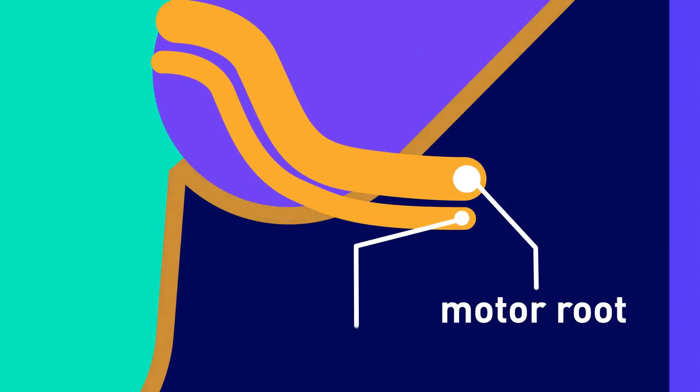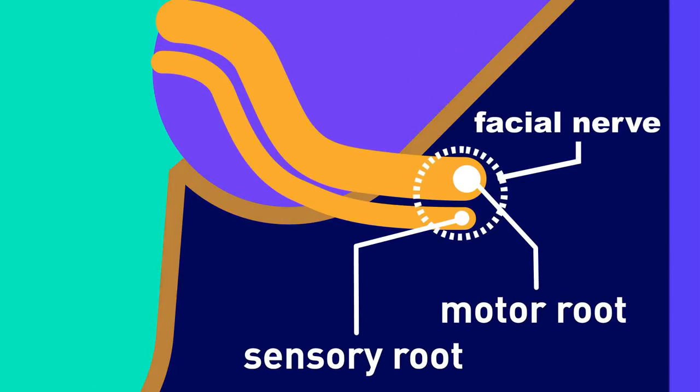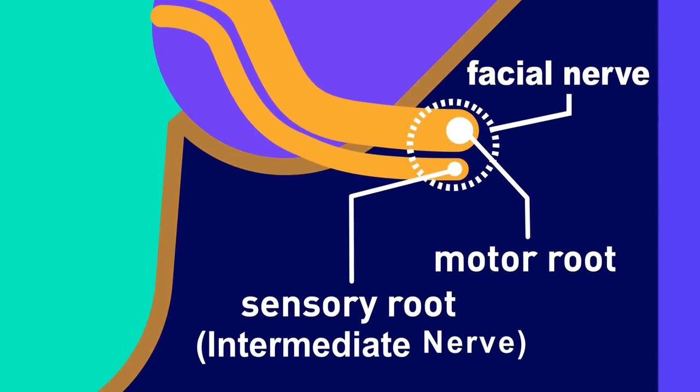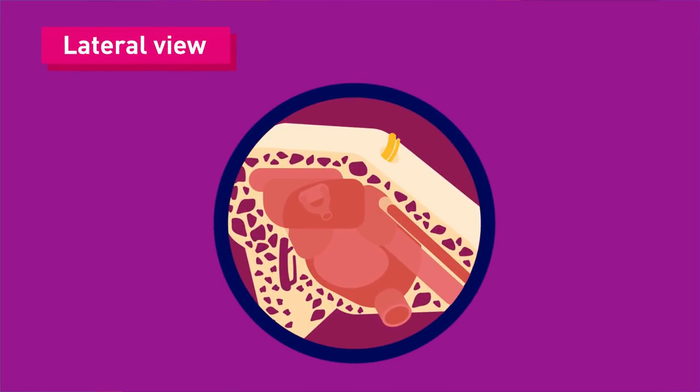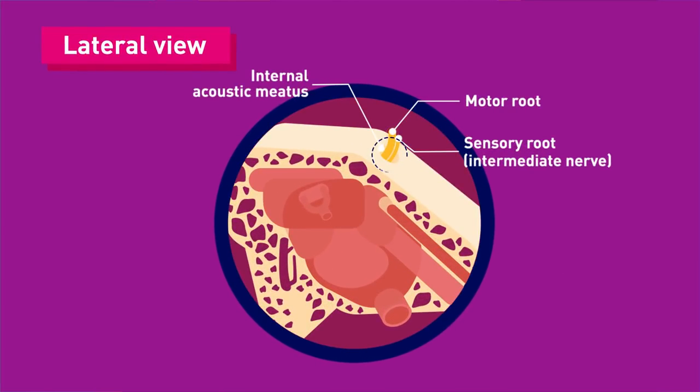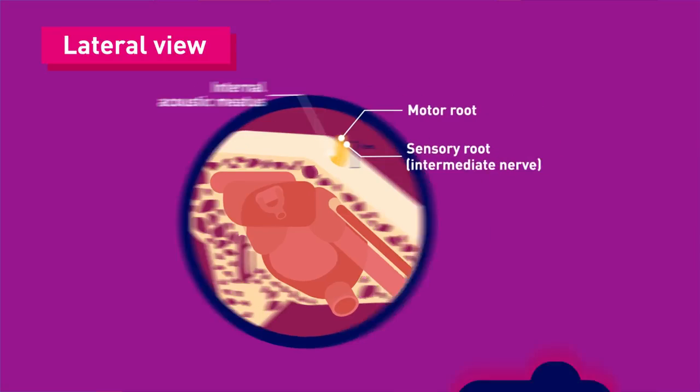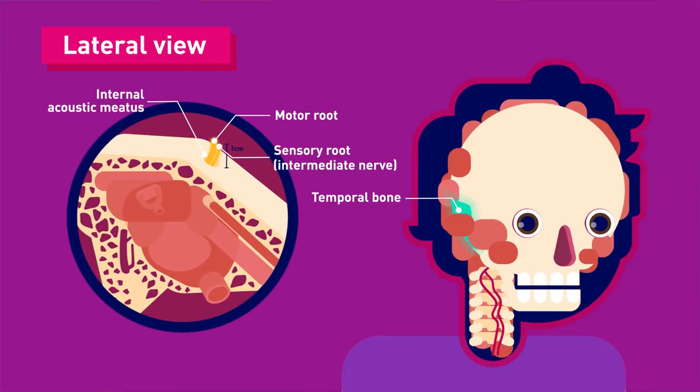It begins as two roots, a large motor root and a small sensory root. The part of the facial nerve that arises from the sensory root is sometimes known as the intermediate nerve. The two roots travel through the internal acoustic meatus, a 1 cm long opening in the petrous part of the temporal bone. Here, they are in very close proximity to the inner ear.